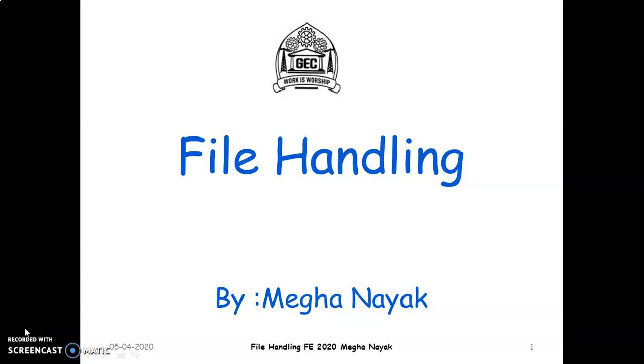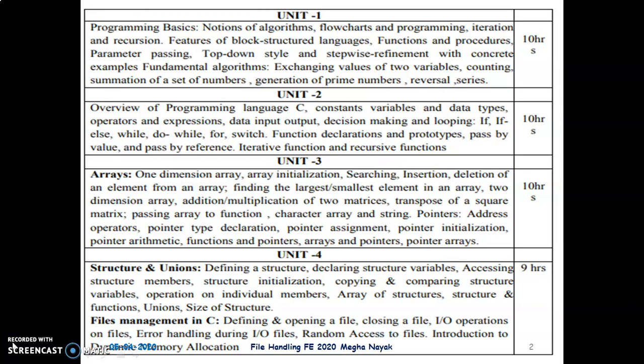Hello friends, today we begin with file handling in C programming. File management in C includes defining and opening a file, closing a file, input-output operations on files, error handling during input-output operations, random access to files, and some other functions and operations that I will be showing you in the case of opening an inventory database and so on.